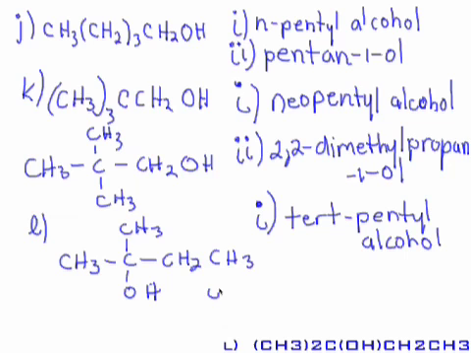The IUPAC name: the longest carbon chain with the alcohol group on is 4 carbons long. 1, 2, 3, 4. It's a butane with the alcohol off the second carbon. It's a butan-2-ol. We have a 2-methylbutan-2-ol.